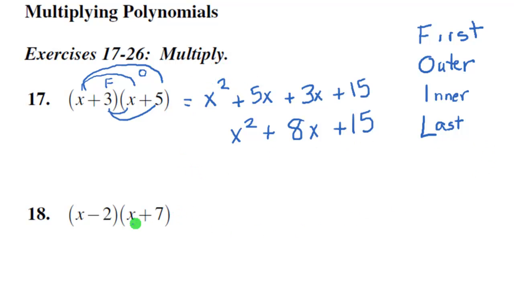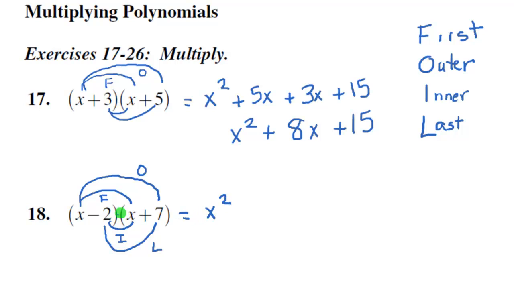Okay, let's try our foiling here with number 18. Remember, it's going to be first, outer, inner, and then last. Okay, so x times x is x squared. X times positive 7 is plus 7x. Negative 2 times x is negative 2x. And negative 2 times 7 is negative 14.